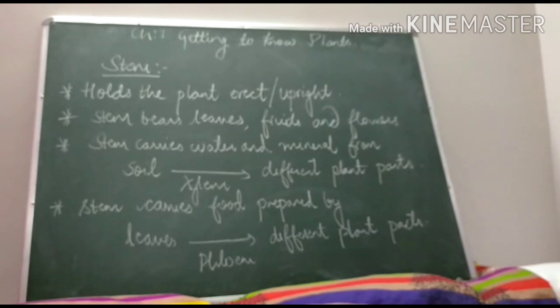Once again, let's have a revision of the function of stem. Number one, stem, it holds the plant erect and upright. Stem bears your leaves, fruits and flowers. Number three, stem carries water and mineral from soil to different plant parts, and those special structures, tubes from which stem actually carries your water and minerals are xylem. And stem carries food prepared by the leaves by the process of photosynthesis to different body parts with the help of special tubes known as phloem.